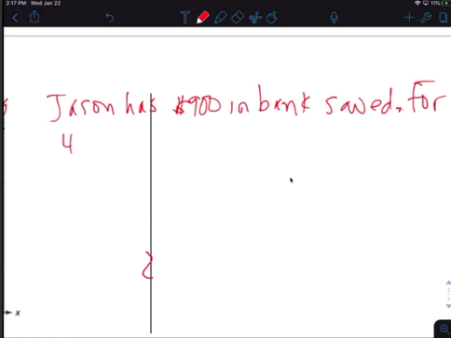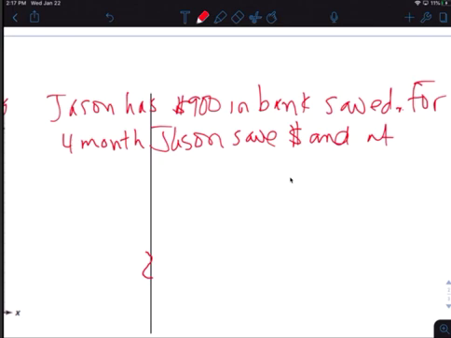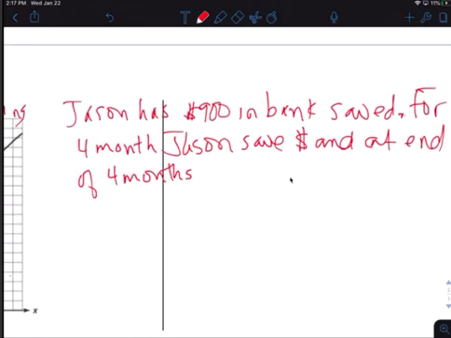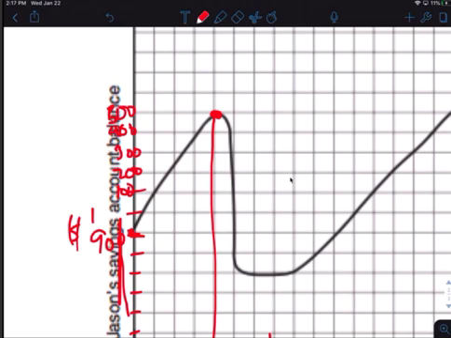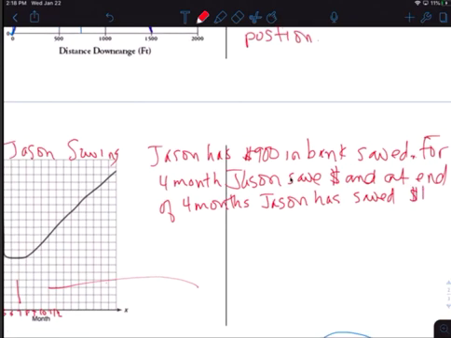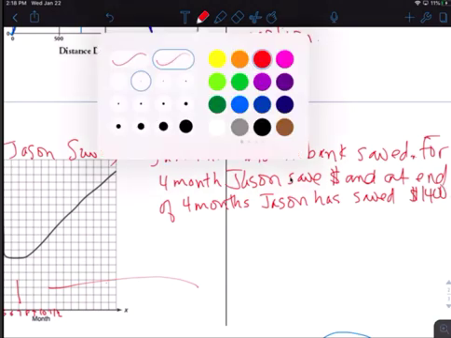Jason saved money, and at the end of 4 months, Jason has, how much money did I say? $1,500, $1,100. Jason has saved, okay, right there.